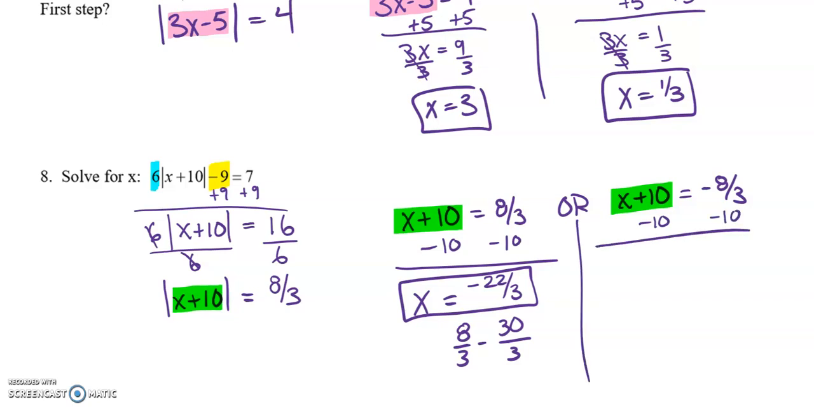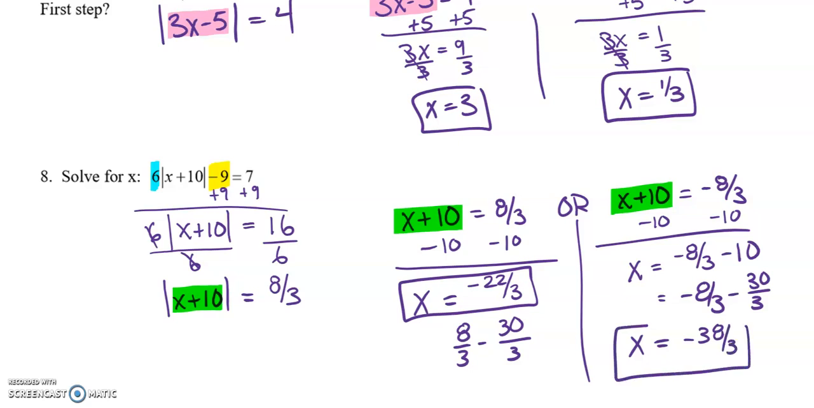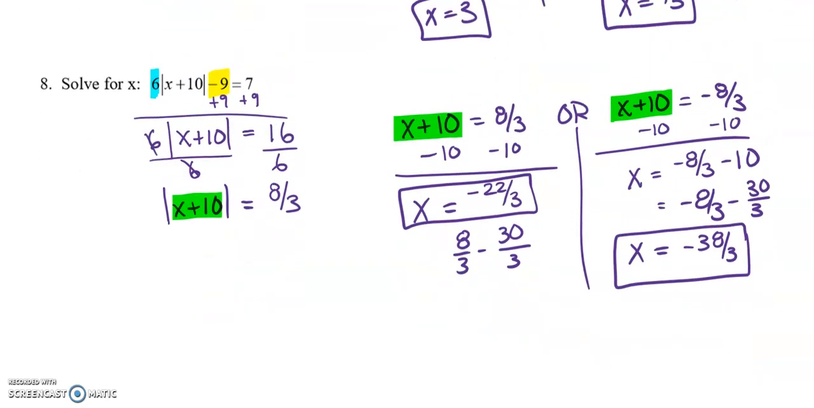Subtract 10 on the other side. Remember, we're solving two separate equations here. So now we'll get x equals negative 8/3 minus 10. Again, get that common denominator of 3, so that's 30/3. So that leaves us with x equals negative 38/3. Again, two solutions. And I think that was the last one.